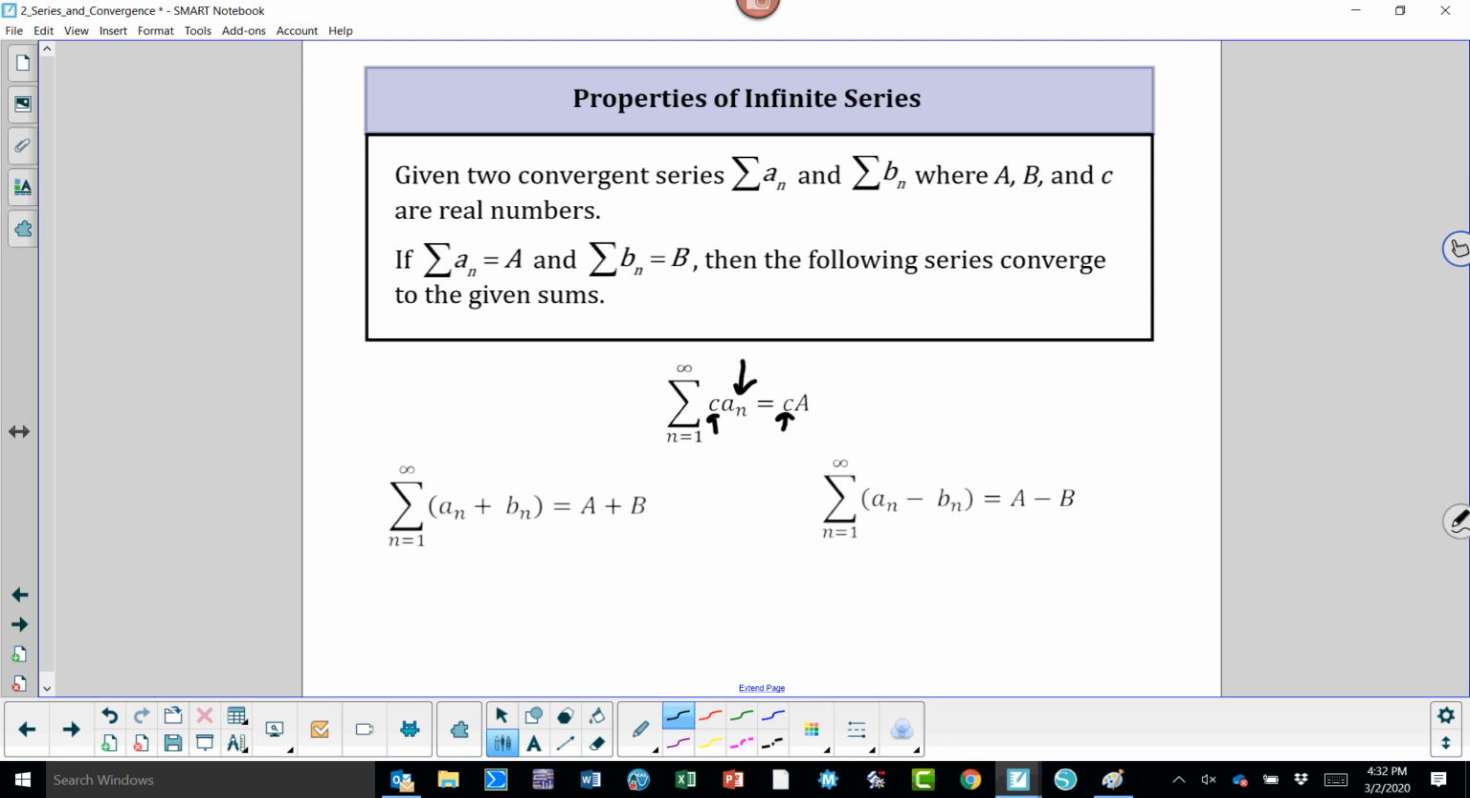This one says if we have both of these that give me an answer, A plus B is going to be the sum, and then A minus B. So you can just subtract them as long as you get answers. Okay, if you get any infinities, it doesn't work that way.